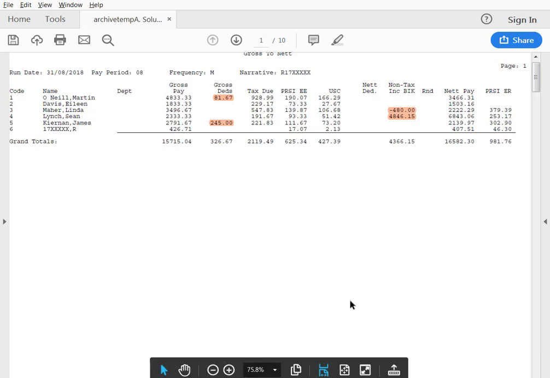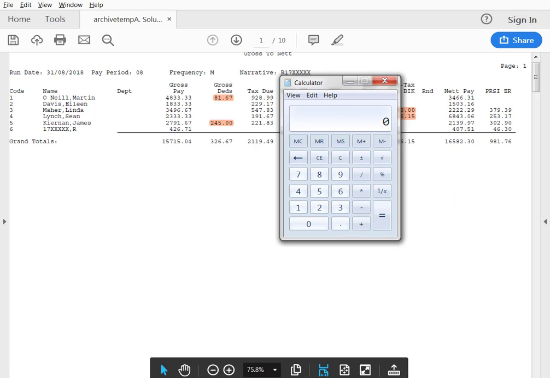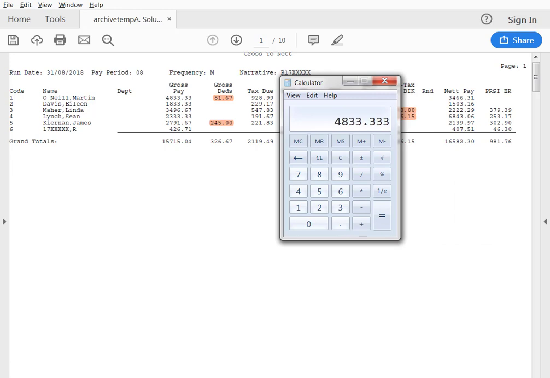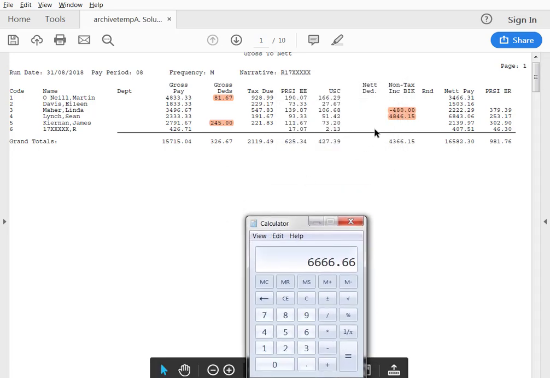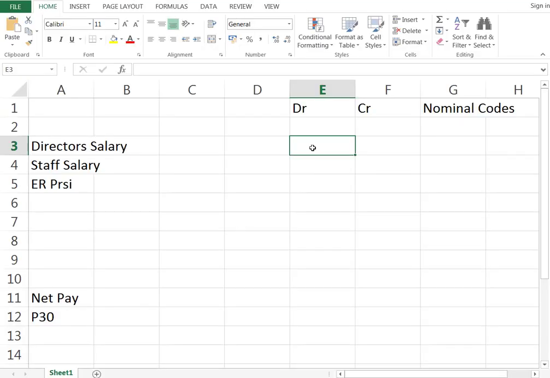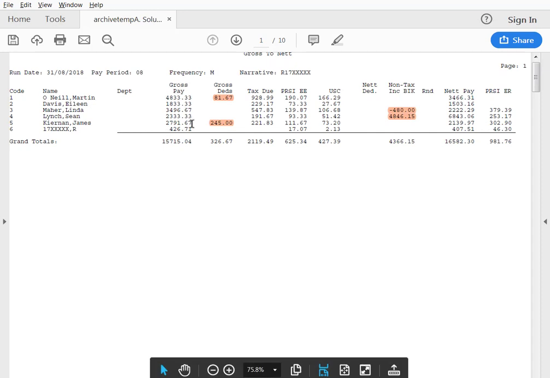I'm just going to click up here, get my calculator going. So it's 4833.33, oops, plus 1833.33. Okay, and that gives me 6666.66. I'm just double checking that there isn't anything that I need to take off, and there's not, because there was no benefit in kind, there was no sick pay, so I'm satisfied with that figure. So all the 6s, I'm going to pop back in and put that into my expense for director salaries. Now next then I'm going to go back here and I'm going to say, well, the rest of that was staff salaries.